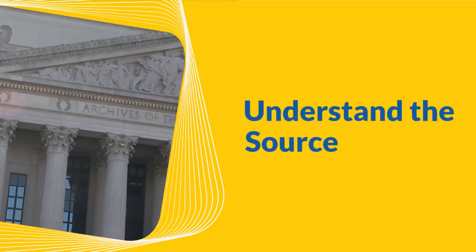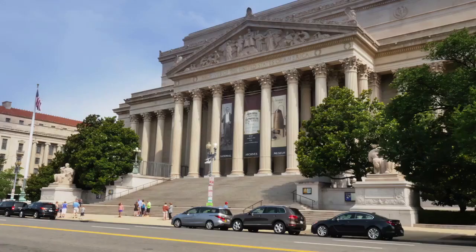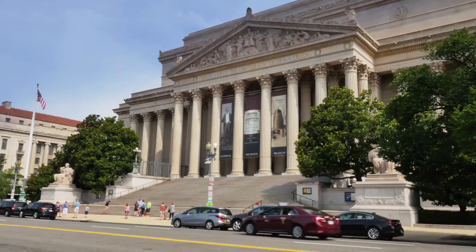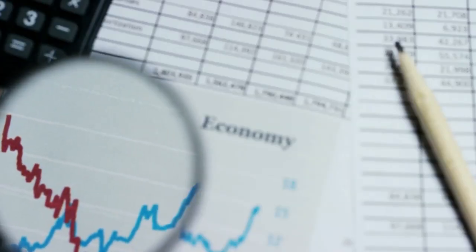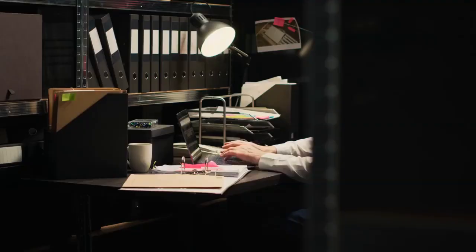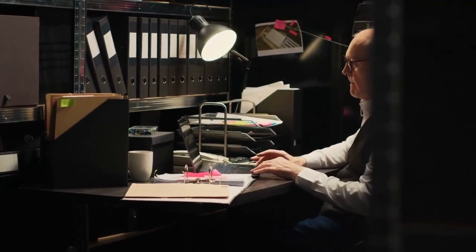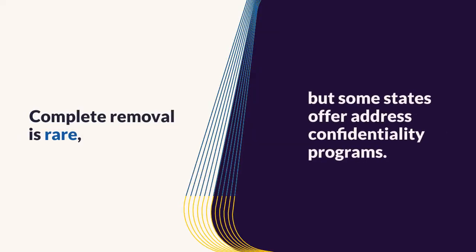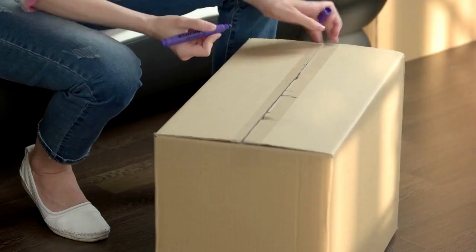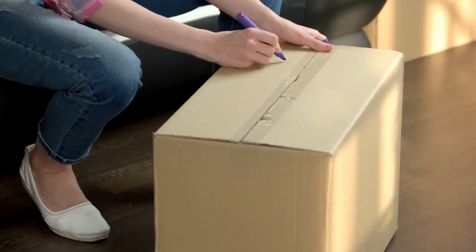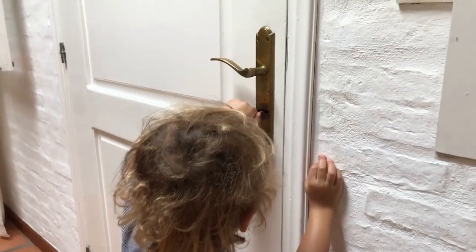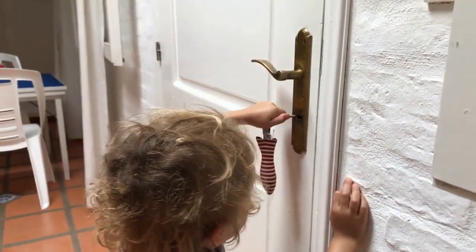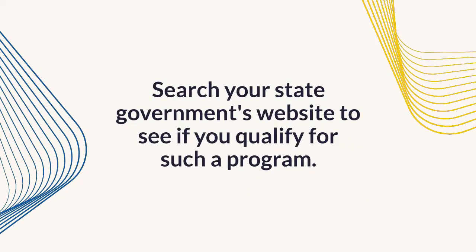First, you need to understand the source. The primary records are held by your local county government, specifically offices like the county recorder or tax assessor. These government entities are legally required to maintain these records for transparency. Complete removal from this source is rare, but some states offer address confidentiality programs. These are typically reserved for individuals in specific situations, such as victims of domestic abuse or law enforcement officers. You should search your state government's website to see if you qualify for such a program.